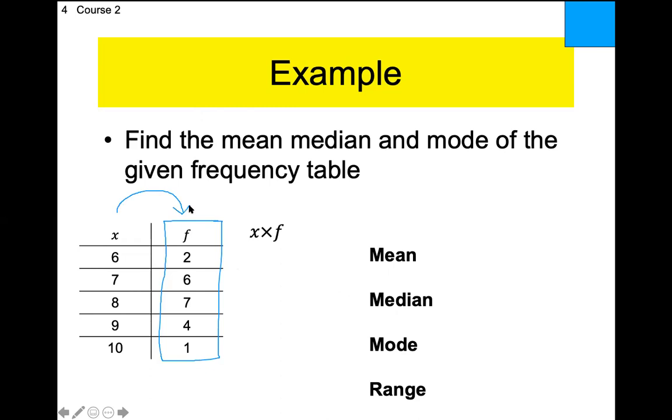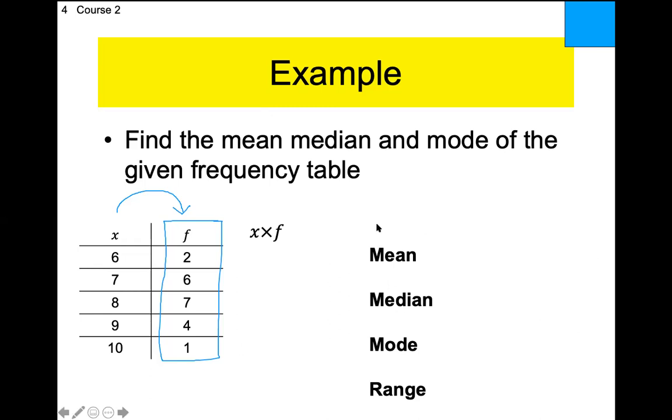Why am I multiplying? Well, remember, when we do the mean, we add up all the numbers. What are the numbers? The numbers are not 6, 7, 8, 9, and 10. The numbers are 2 6s, 6 7s, 7 8s, 4 9s. Well, 4 9s is 36. That's why we need this extra column for multiplication. Now remember, I'm just talking about the mean. We've got 4 of these to do: mean, median, mode, and range. So this is just the procedure to calculate the mean.